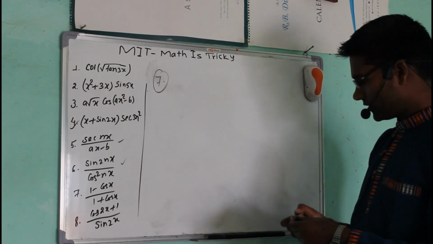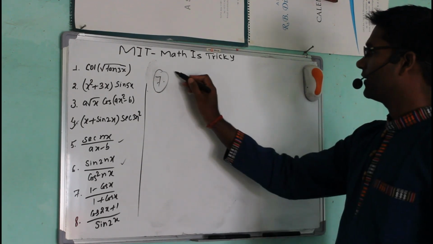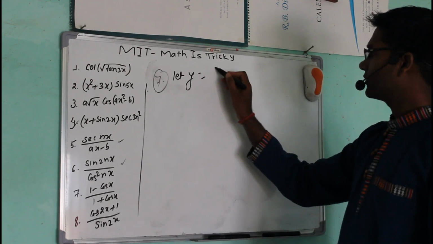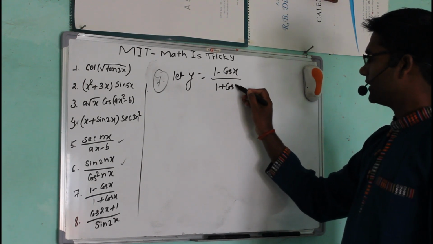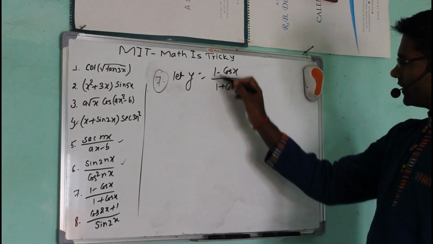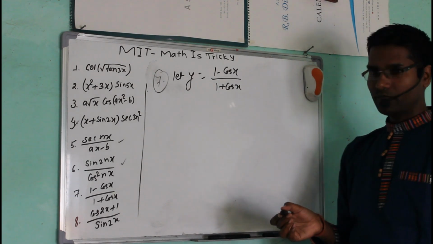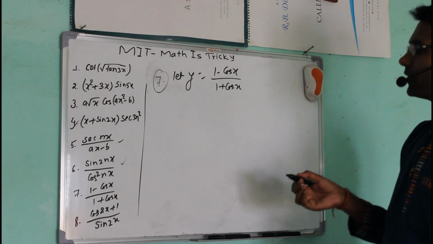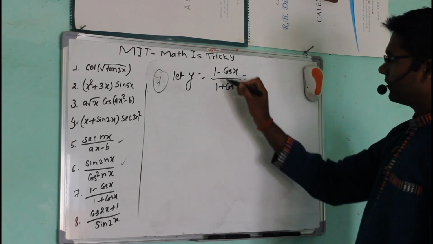Question number 7 is y equals (1 minus cos x) by (1 plus cos x). Again, if you see here, it also looks like it is in quotient form, and let's use the quotient formula. But before that, let's simplify it so that it will be easy to solve. So again, what formula can be used here?